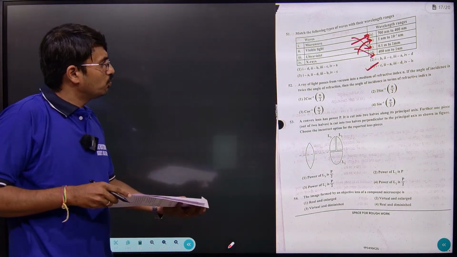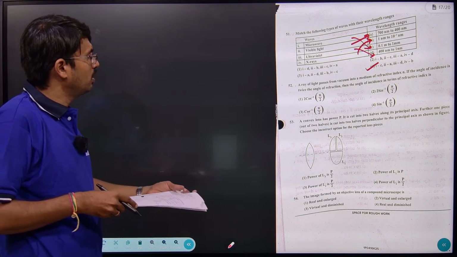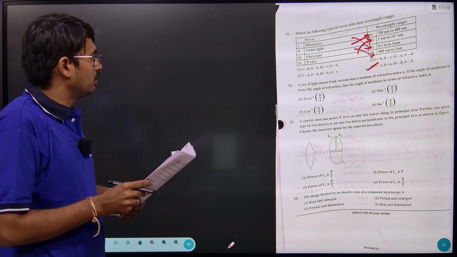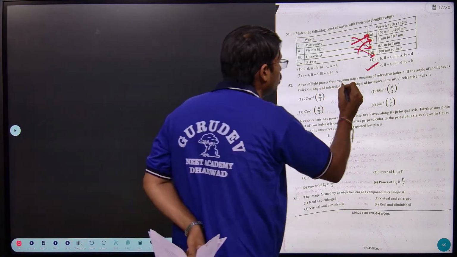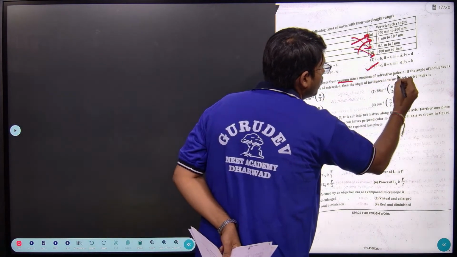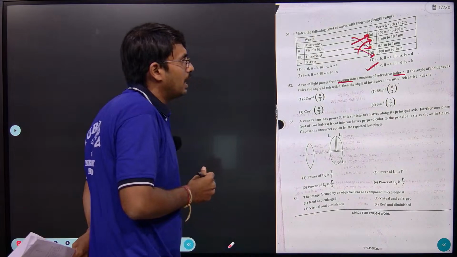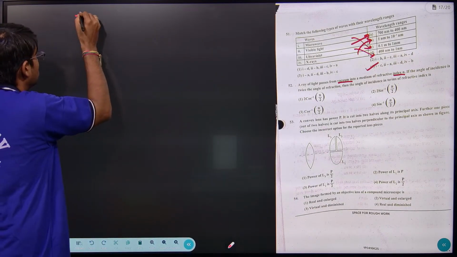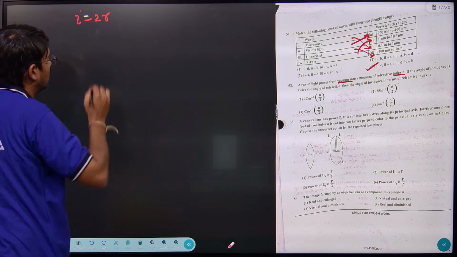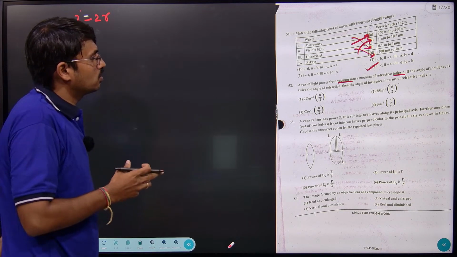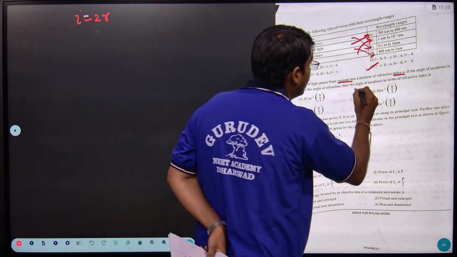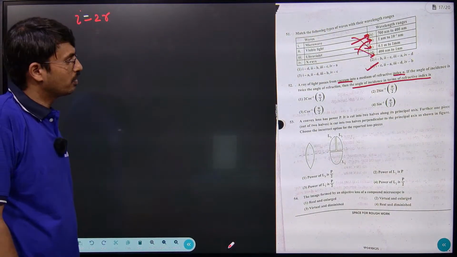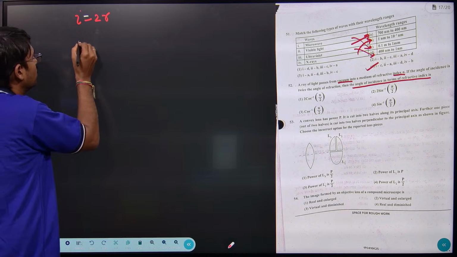Now we'll go to question number 52. Here, light passes from vacuum to a medium of refractive index n. If the angle of incidence is twice the angle of refraction, we just note this: i equals twice r. Then we have to find the angle of incidence in terms of the refractive index. We can use Snell's law equation. What is that?